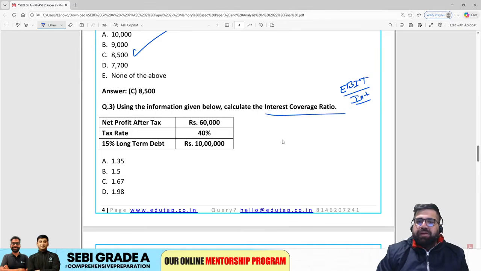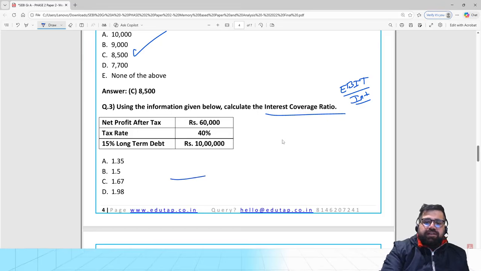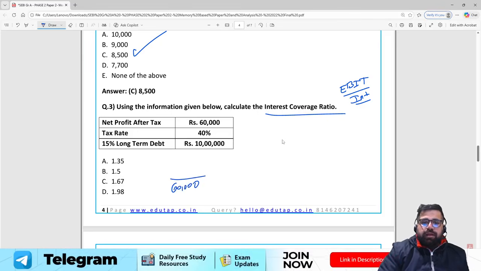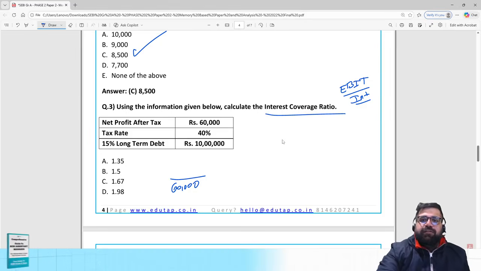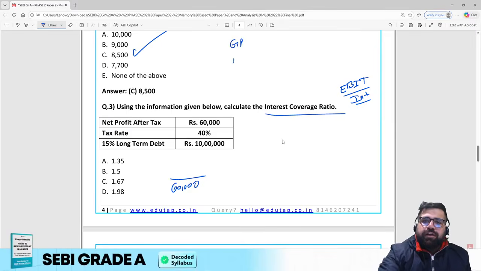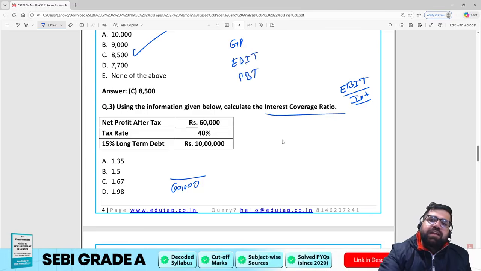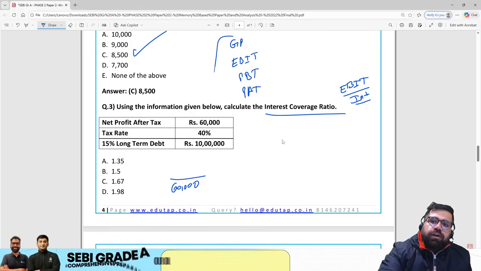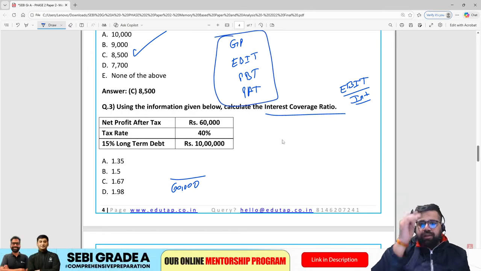Now, have they given you EBIT? No, they have given you profit after tax. So your net profit is given to you as 60,000. They have given you a tax rate of 40%, and they have given you 15% long-term debt of 10 lakhs. So first, the profit you get is gross profit. Then you have EBIT, then you have profit before tax, and then you have profit after tax. Those who have attended my classes know the hierarchy of this particular structure of profits.